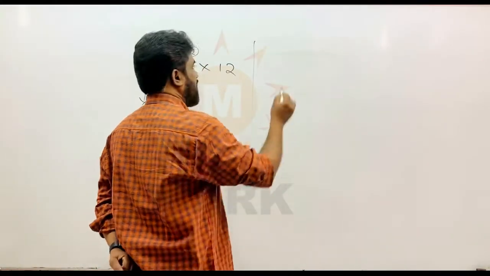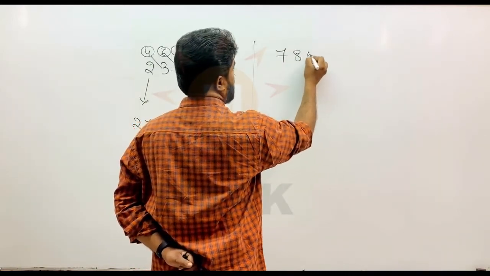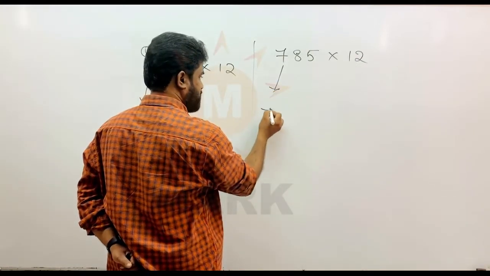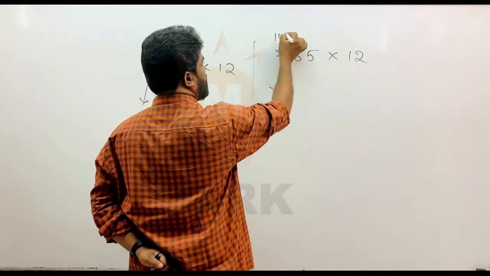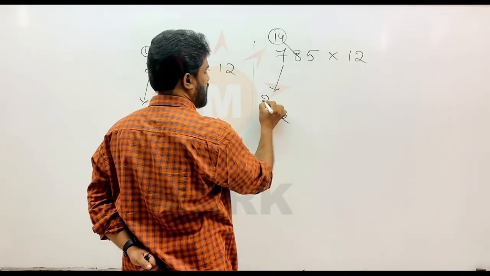27,972. Suppose I am taking another example now with carry forwards. I will take 785 into 12. Now first number as it is, as per the rule I am writing. So what is double of 7? 14. 14 plus 8. What is 14 plus 8? 22. So 2 here, 2 carry forward.